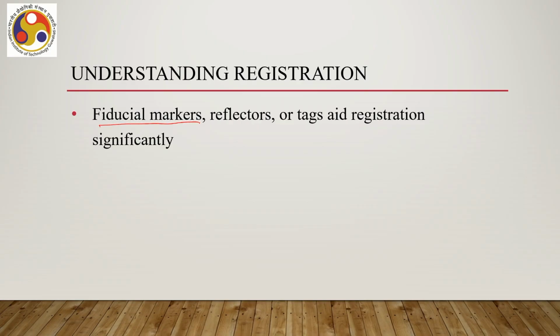In order to do the registration stage, what we need are fiducial markers or reflectors or tags which can aid in the registration significantly. Even if they are not present, through computer vision techniques it can be done, but if they are present, then the process becomes simpler.